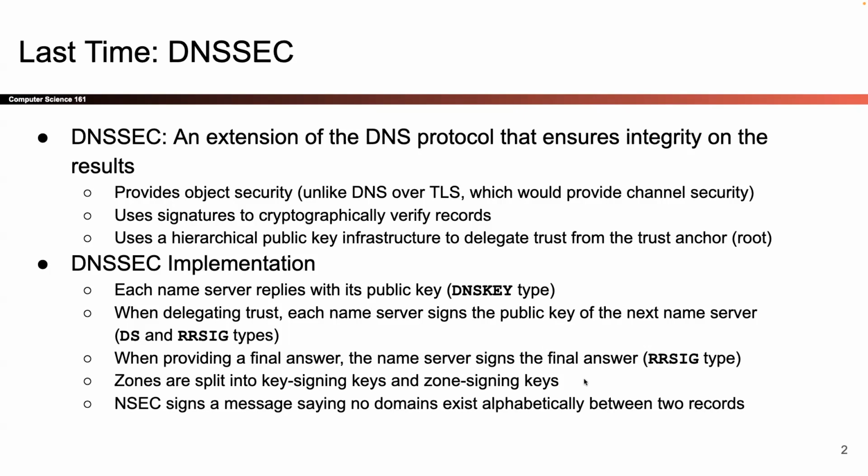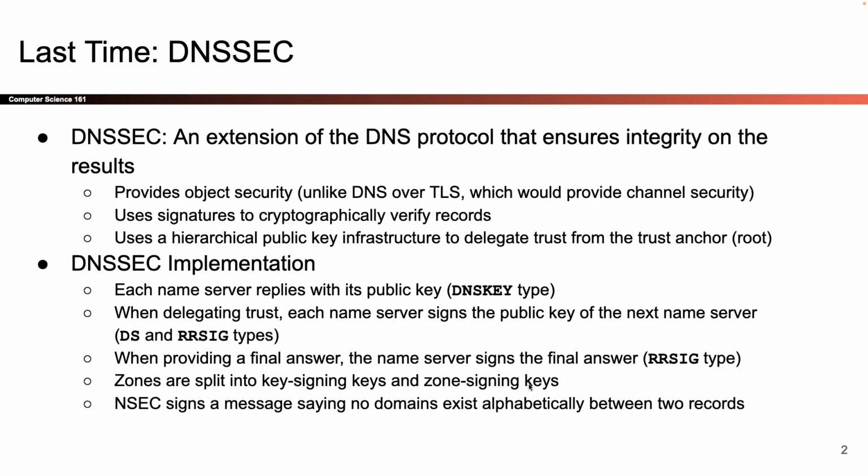And then finally, we briefly mentioned, you're not going to get tested on it in too much detail, the idea that in real life, every name server actually gets split in two. And so the upper half uses its key signing key to sign the lower half's public key, which is the zone signing key. And then the lower half can sign records for all the future name servers.